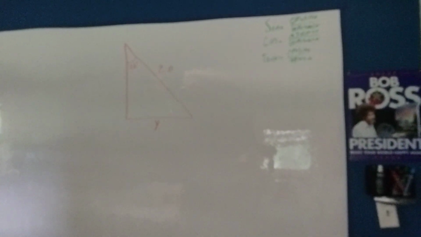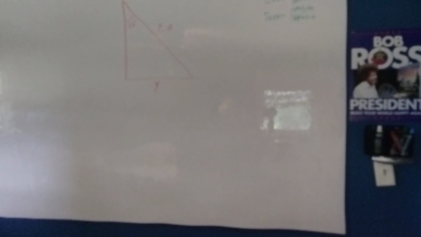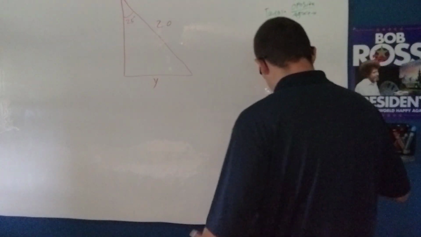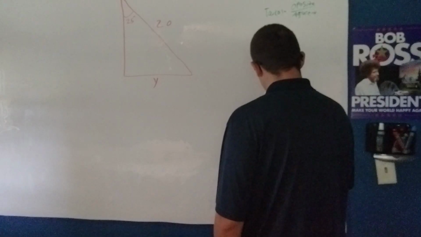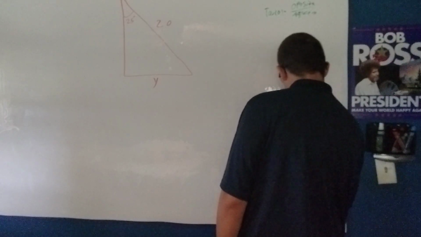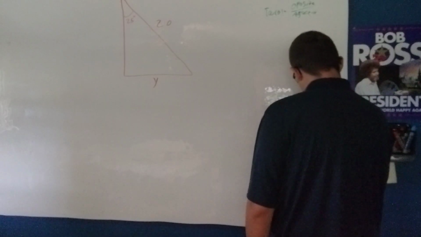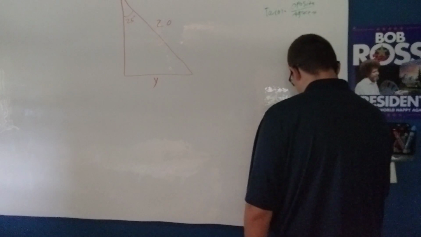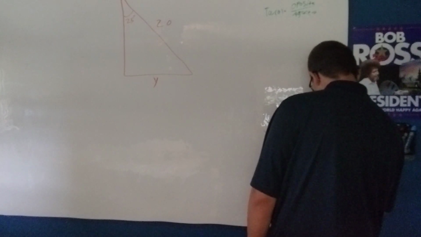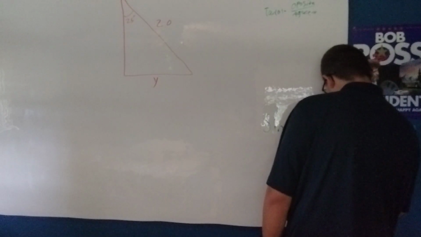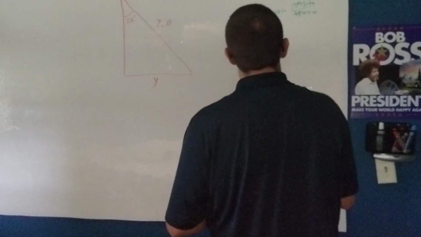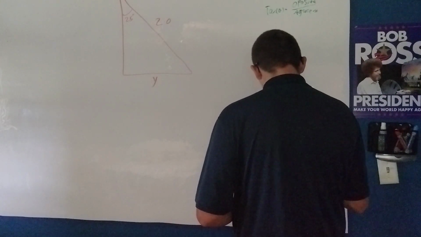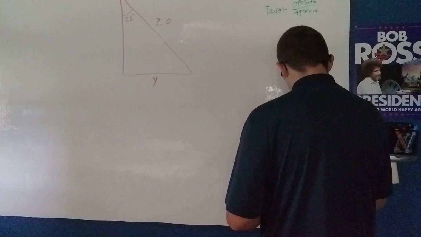No, you can't. Well, here, I'll rewrite it down on the bottom here. Sine theta equals opposite over hypotenuse. The cosine is adjacent over hypotenuse. See if you can do this one.